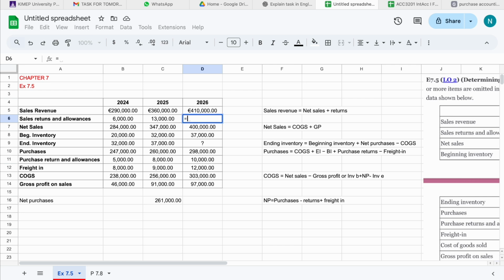To find the sales returns and allowances, we have to take sales revenue and subtract the net sales. So the 10,000 are going to be sales returns.